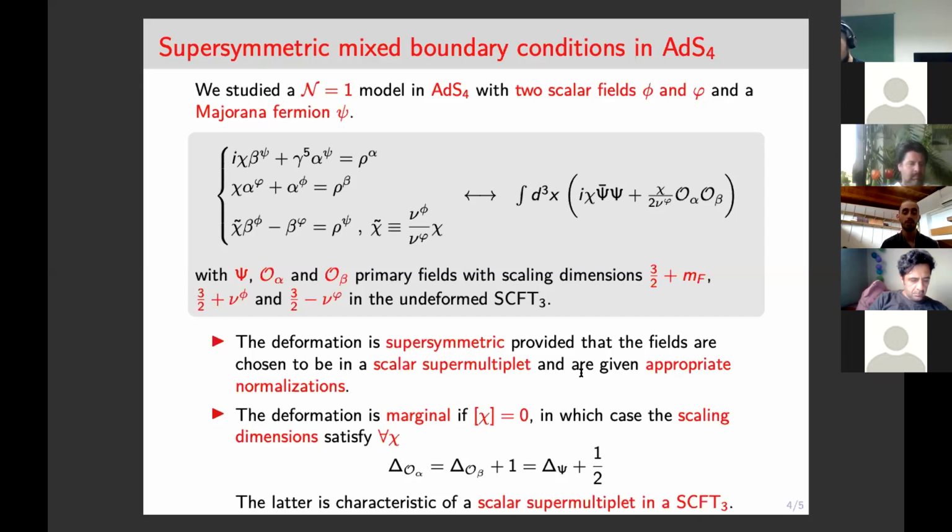This deformation is also marginal if the parameter chi is dimensionless, and in such a case, the scaling dimensions satisfy, for all chi, the relation seen in the last part of the slides, which is characteristic of a scalar supermultiplet in a superconformal field theory in 3 dimensions.